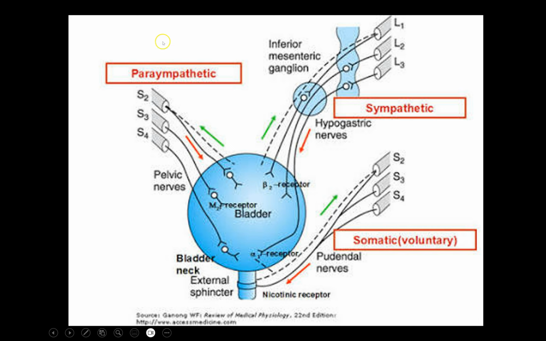So here, the parasympathetic through the S2, 3, 4, going to the pelvic nerves and reach what we call the pelvic splanchnic nerves, the wall of the bladder and the sphincter, causing contraction of the wall, relaxation of the sphincter. Sympathetic reaching through the hypogastric nerve and we have two receptors, beta and alpha receptors, producing relaxation of the wall and constriction of the sphincter, and somatic control of the external sphincter.